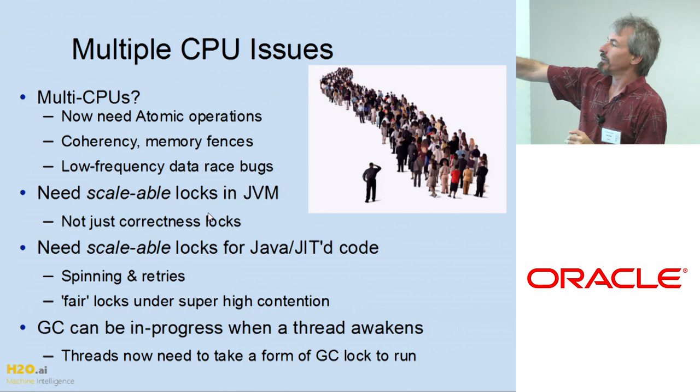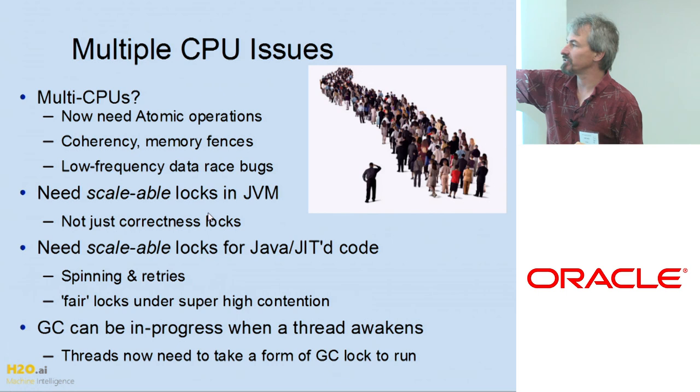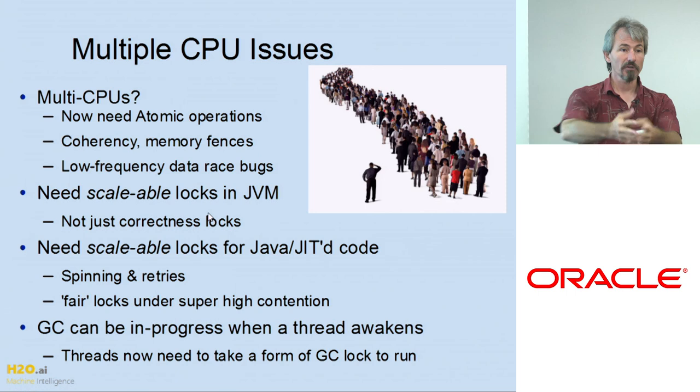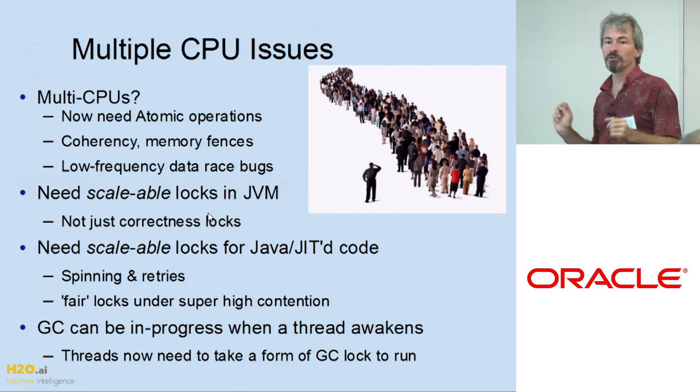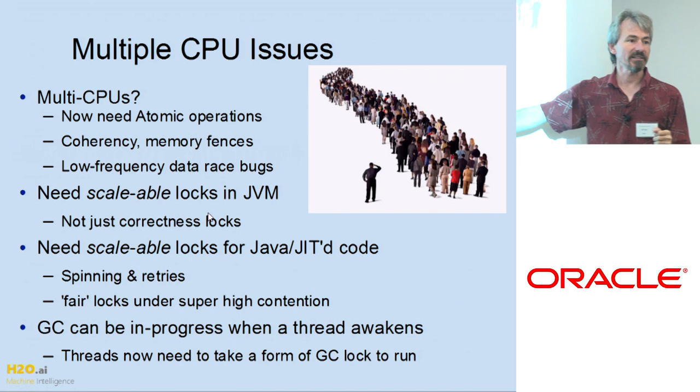You have to have scalable locks in your JVM. All the Java Virtual Machine internal resources have to be in some sort of scalable locks, because a lot of threads might pile in on a class loader trying to load new classes or to confirm that a class is loaded while somebody else is trying to inject or whatever the hell it's going to be, right? So not just for correctness, but they have to be scalable for performance. You have to be able to JIT those same locks into the running code, where the 1,000 runnables are actually trying to compete for some stupid lock. There has to be spinning and retries. There has to be fair locks under super high contention, or else you get thread starvation, issues like that.